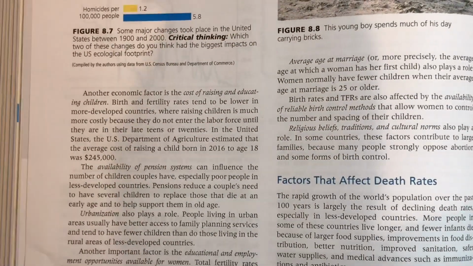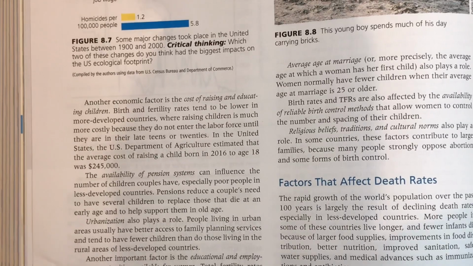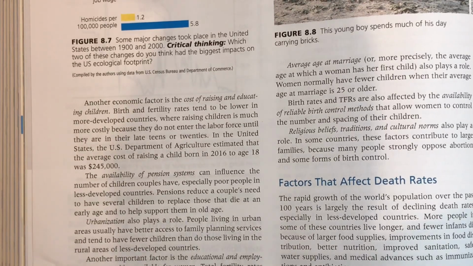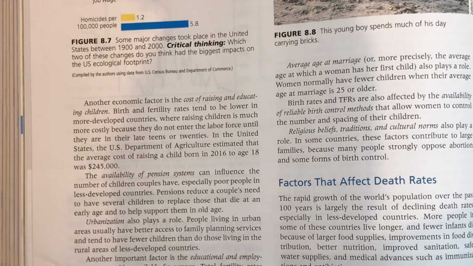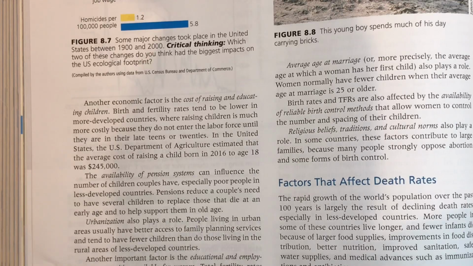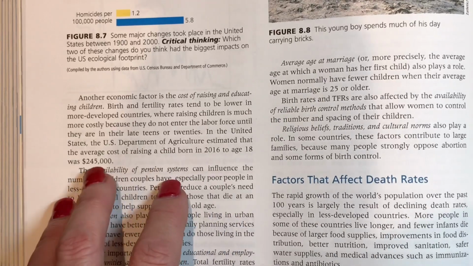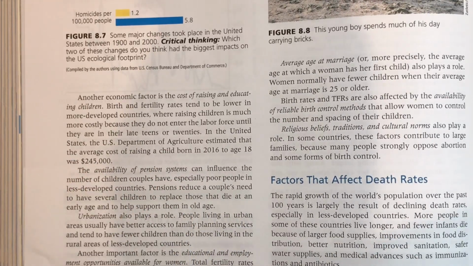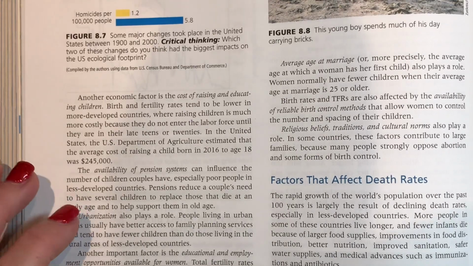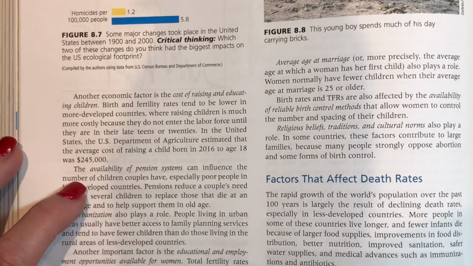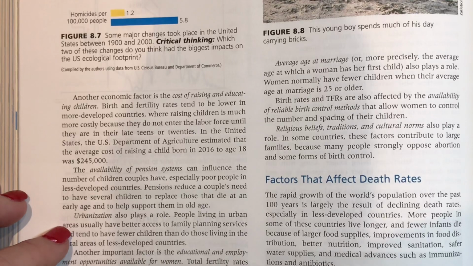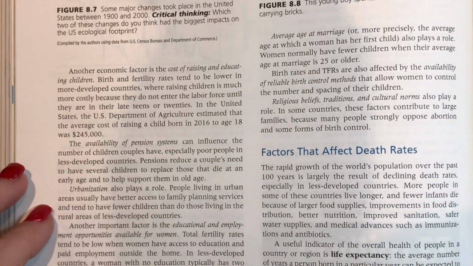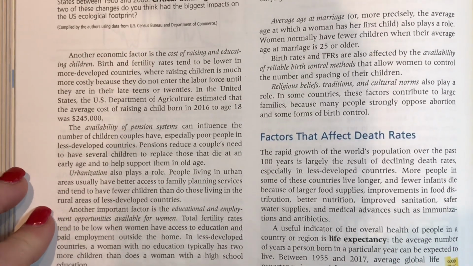How much does it cost? Kids are expensive here in the United States. However, we have free school. So it is, but at the same time, they don't enter the labor force. So you can see this is how much y'all cost for 18 years. Availability of pension systems. Again, if you have money to take care of you in your old age, you don't need children to do that. Urbanization. Urban areas have better access to family planning.